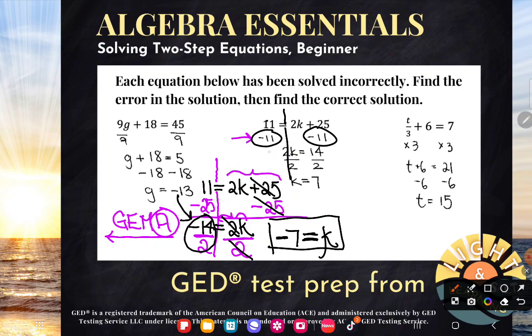11 minus 11, guys, that's 0. That's 0 on the left-hand side. And then your equal sign, it stays steady. It doesn't move. So I would have 0 equal to something. And what would I have 0 equal to? Well, I have still the 2K I haven't touched. So 0 would be equal to 2K.